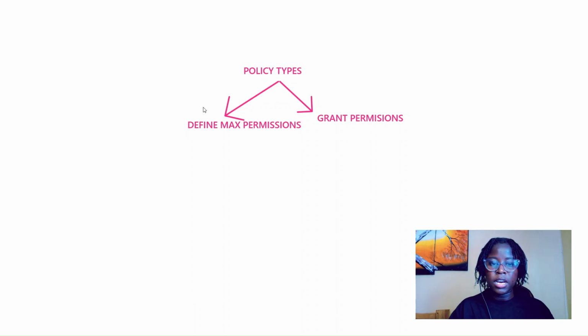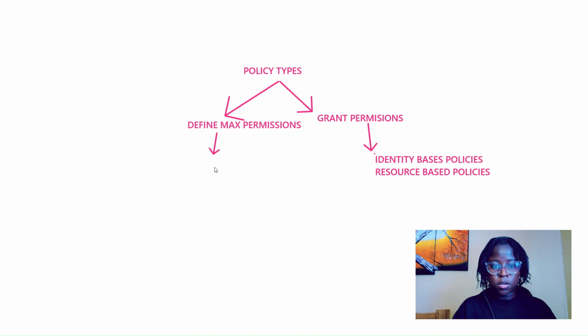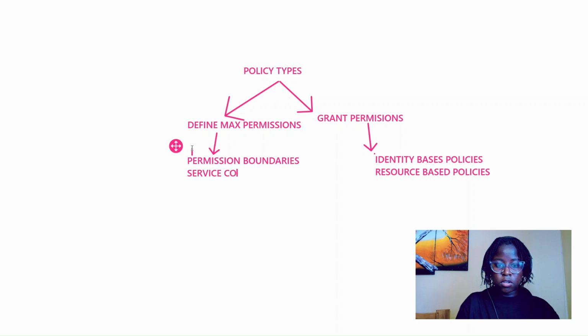Here we are talking about the types of identity-based policies that are attached to either a specific user, group, or role. And then we have resource-based policies that are attached to resources. But the ones which define maximum permissions, we have, for example, the permissions boundaries that we're talking about. And then we have the service control policies that we'll discuss in a few. These are attached to organizations, basically.